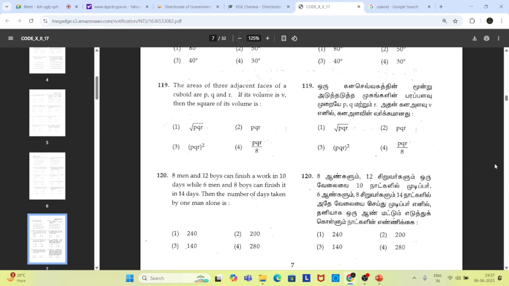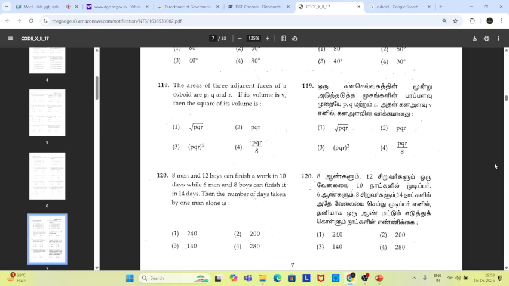Kavinaya, can you read this? 8 men and 12 boys can finish a work in 100 days, while 6 men and 8 boys can finish it in 14 days. Then the number of days taken by one man alone is.